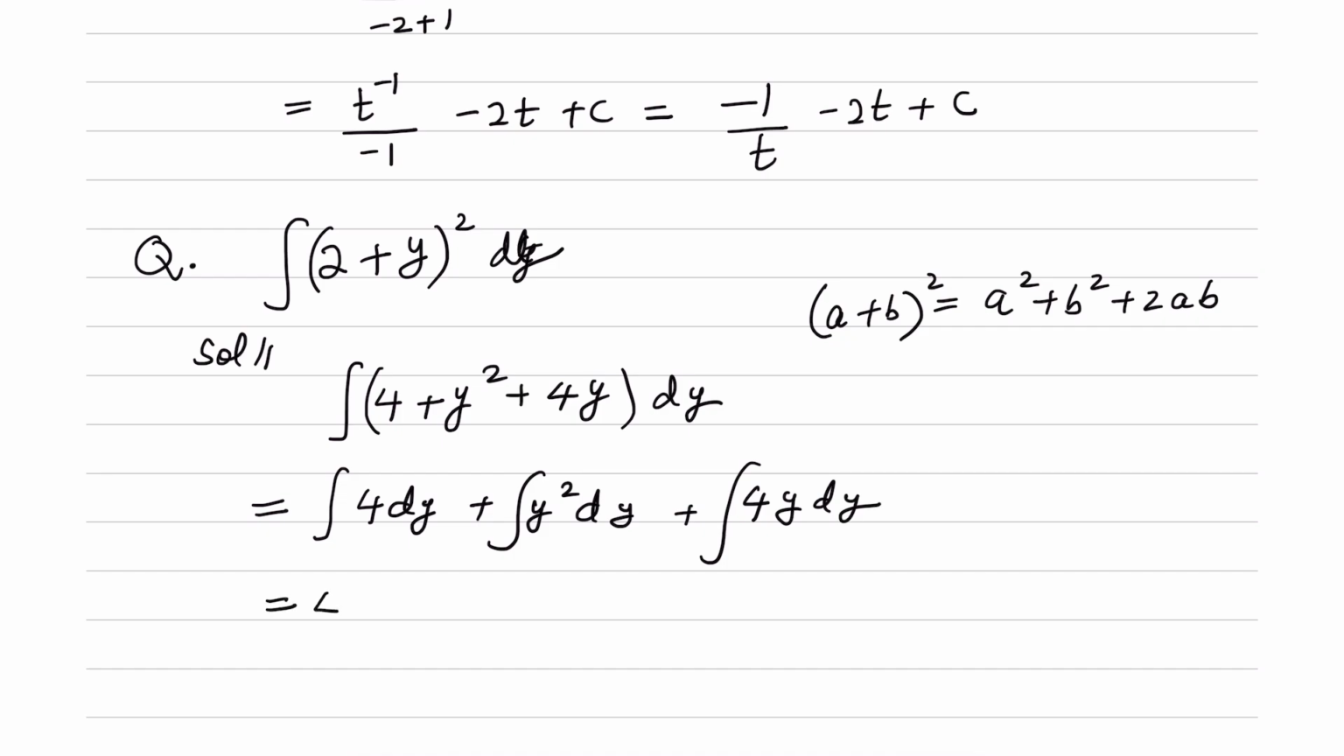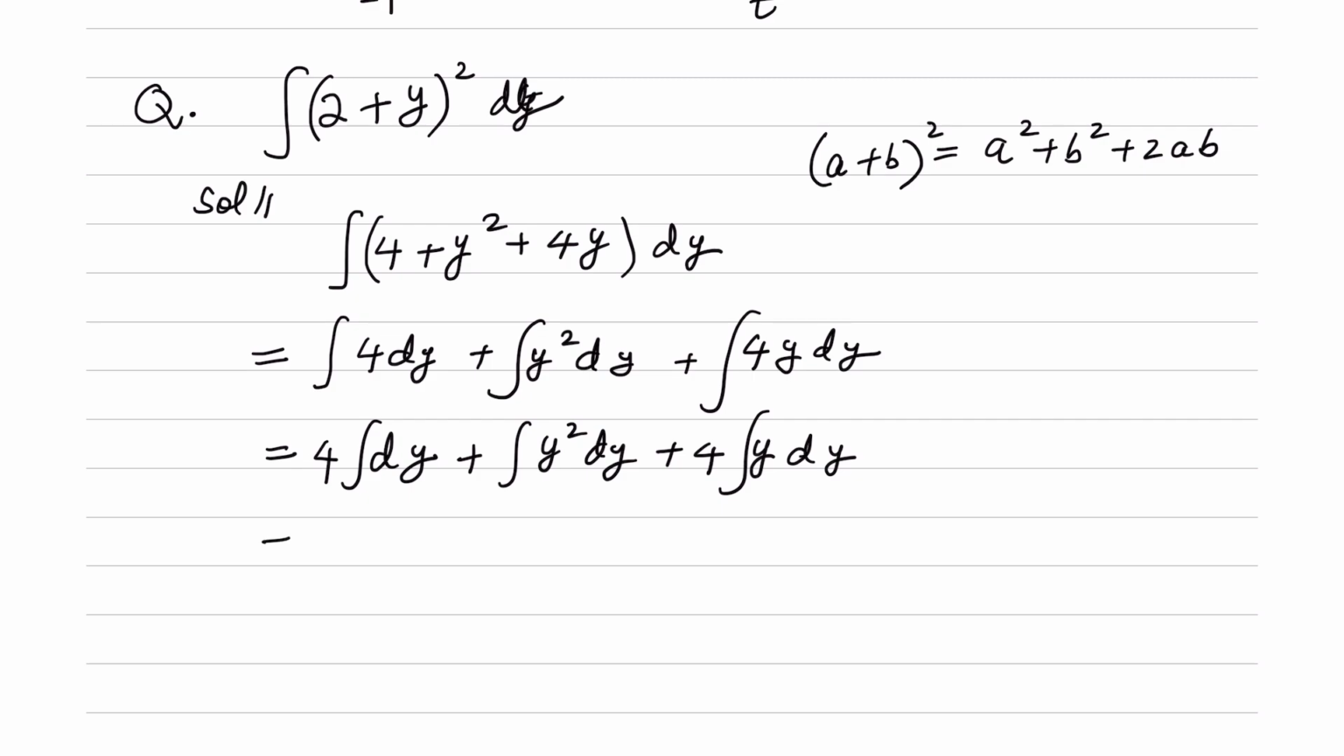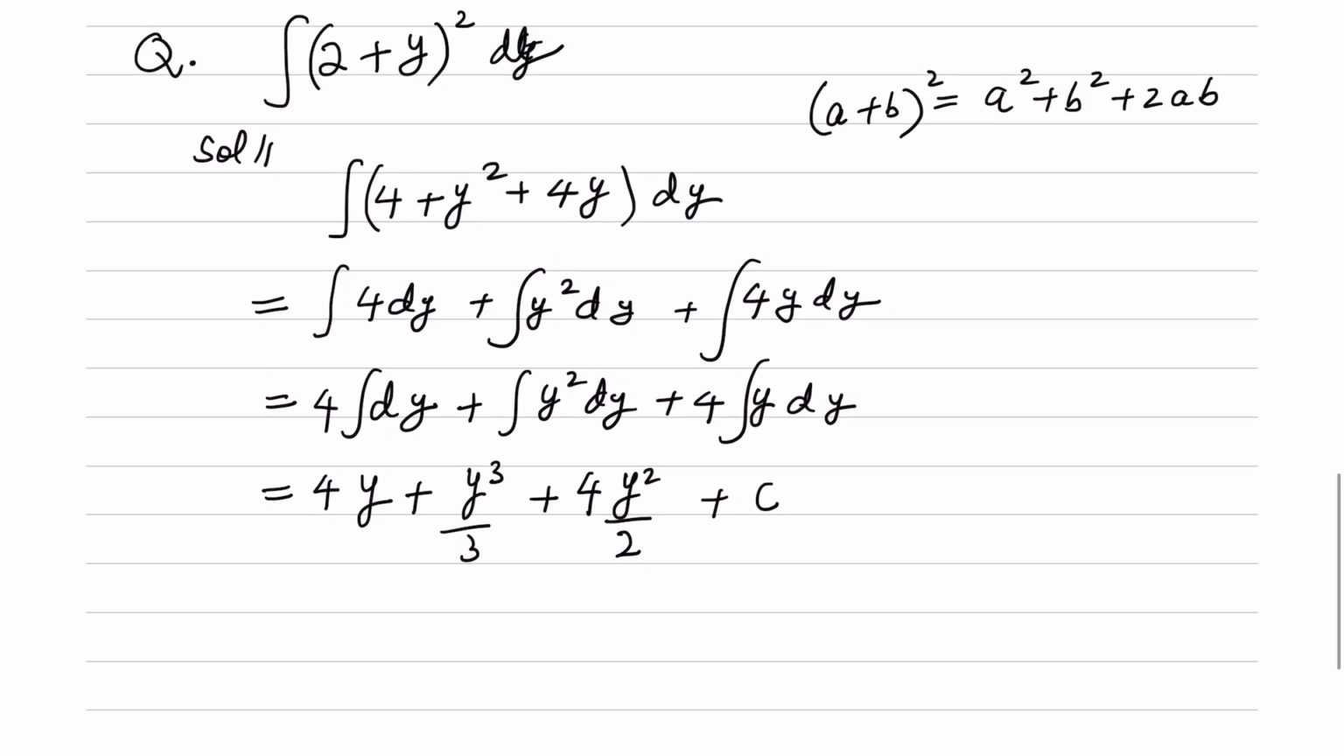Now we will take the constant out: integrate dy plus y square dy plus 4 outside, and we will integrate y with respect to y. Now integration of dy gives us y, integration of y square with respect to y by power rule of integration gives us y cube by 3, plus 4 times integration of y, which is y square by 2, and some constant. This is how we integrate an expression. First we simplify it and then we integrate it by the known rules.